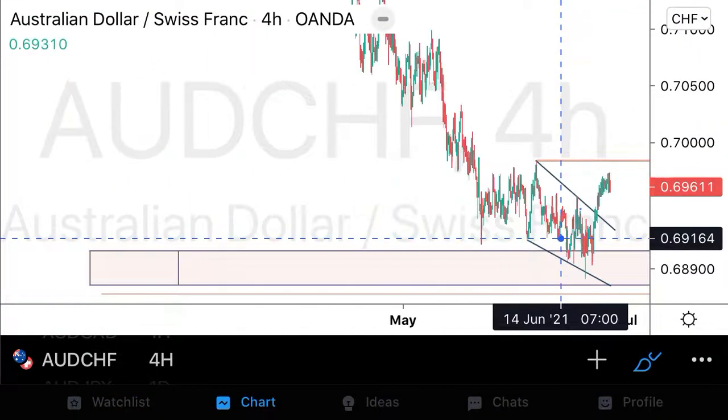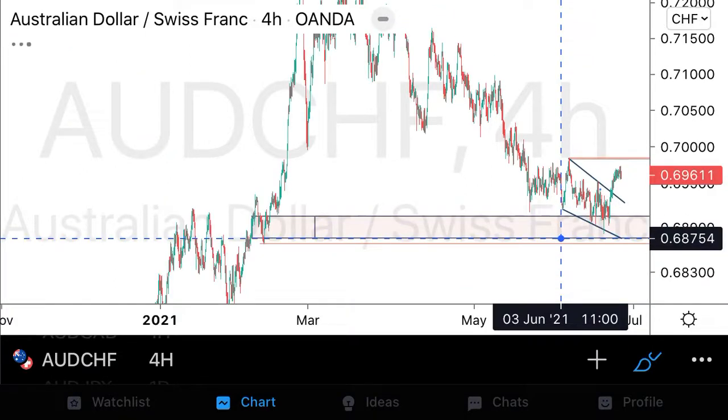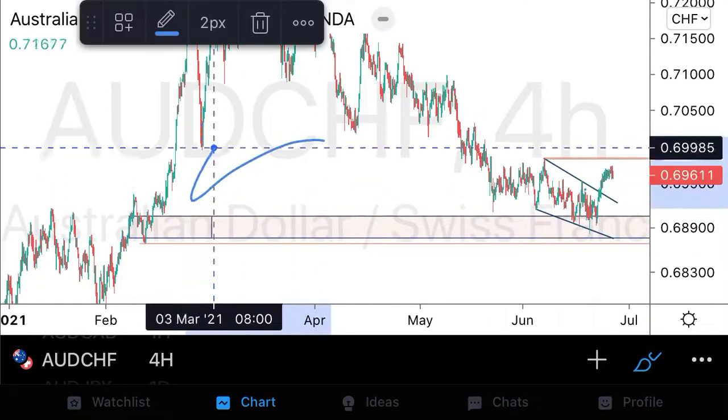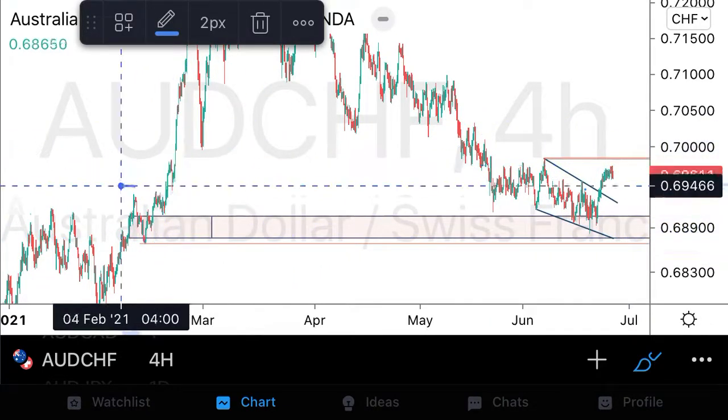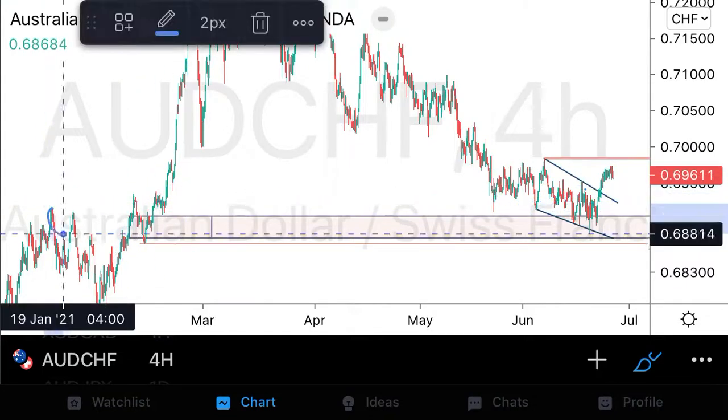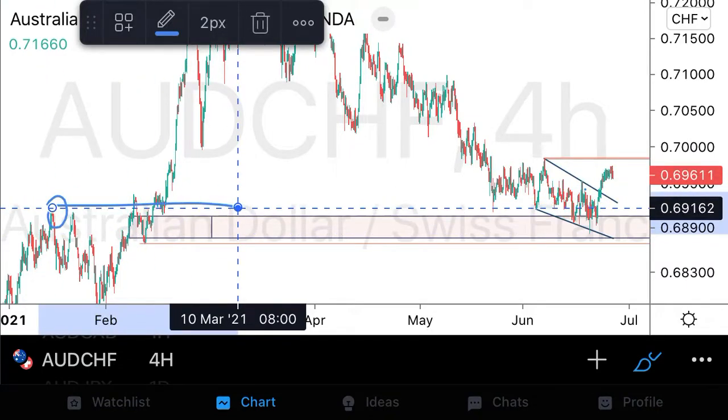On Aussie Swiss franc, guys, we'll just stick to the 4 hour. We'll still be able to analyze and talk about higher time frame structure from here. So we do have this important support area where we saw buyers basically coming in, being able to violate most recent structures as well as these higher time frame structures over there.